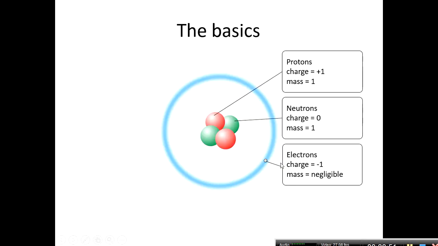Electrons are found in the shells surrounding the nucleus. They've got a negative charge, -1 each, and their mass is so small that it's classed as negligible. Okay, so we don't add that into the atom when we look at the total mass of the atom.